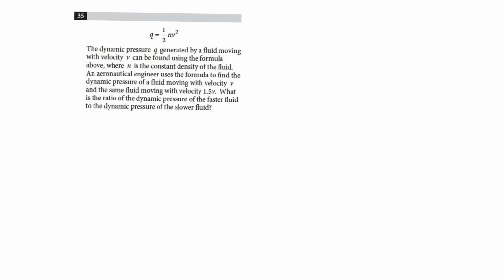The dynamic pressure Q generated by a fluid moving with velocity v can be found by using the formula above, where n is the constant density of the fluid. An aeronautical engineer uses the formula to find the dynamic pressure of a fluid moving with velocity v and the same fluid moving with velocity 1.5v. What is the ratio of the dynamic pressure of the faster fluid to the dynamic pressure of the slower fluid? Okay, so let's see. We've got v.